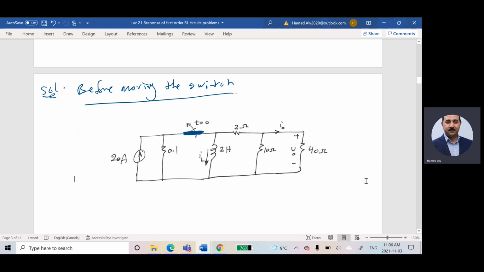Before moving the switch, this guy is closed. So this guy looks like what? The inductor, sorry, looks like a short circuit. So this guy looks like a short circuit. This is before moving the switch. So I have this current. This current is trying to flow in that way. This is 20 amps.